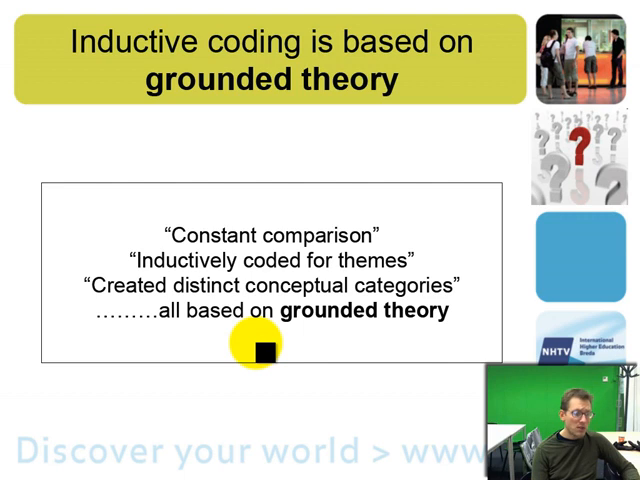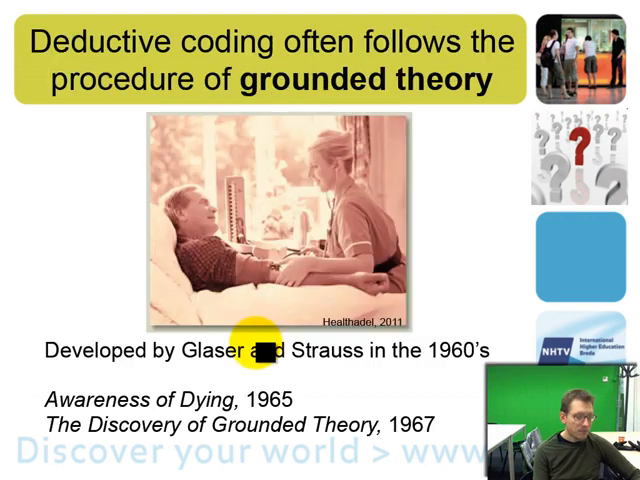Anytime a paper reports that the researchers used constant comparison, that they inductively or interpretively coded for themes, that they wrote memos while reading the text, or that they created distinct conceptual categories, they used something like grounded theory. They used a method that's developed or derived from the idea of grounded theory. First, we're going to look at what grounded theory means, where it came from, and then we're going to do it together a couple of times.